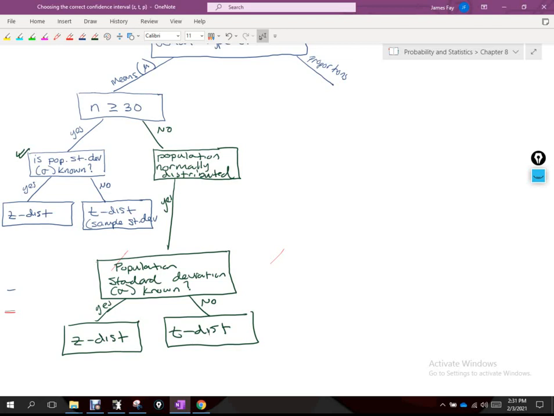The n being greater or equal to 30 guarantees that we can have normality, okay? But it doesn't mean that if you're less than 30, if I've only got a sample of like 10, it doesn't mean that sample of 10 is not normal. Does that make sense? It's just not guaranteed. But if the population that those 10 things came from is normal, then that sample is normal, okay? And we can use the z distribution as long as we know sigma. If we don't know sigma, then we got to use the t distribution, okay?